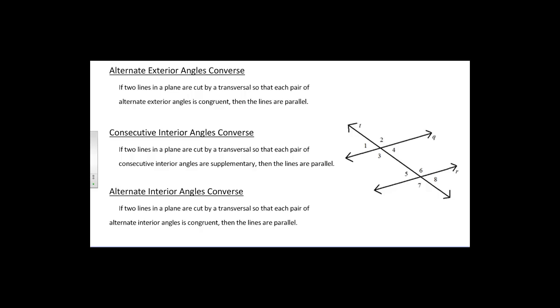The alternate exterior angles converse says if you can show that two alternate exterior angles are congruent to each other, that would be enough to show that you have two parallel lines. In our case, if I can show angle 1 and angle 8 are congruent, I would know that lines Q and R would have to be parallel. I could have also used angles 2 and 7 because they're another set of alternate exterior angles.